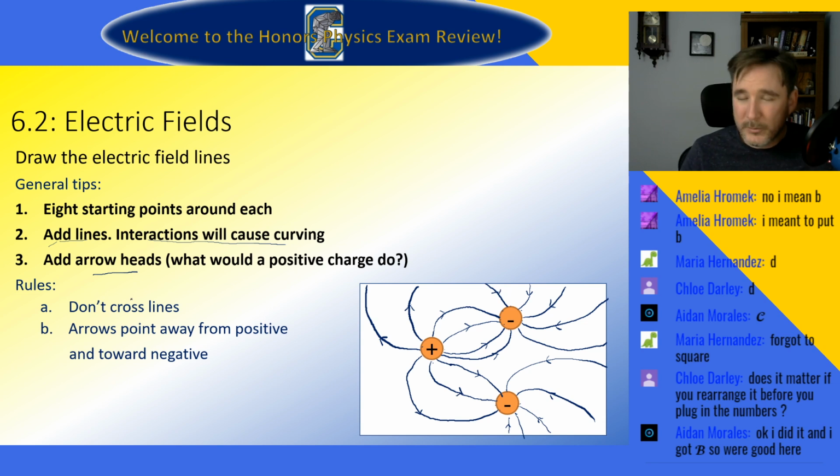So here are the rules, and these are the hard and fast things. Do not cross any lines. If you do, that's a point off. These lines don't cross. And make sure your arrows are pointing away from positives and toward negatives. All right.